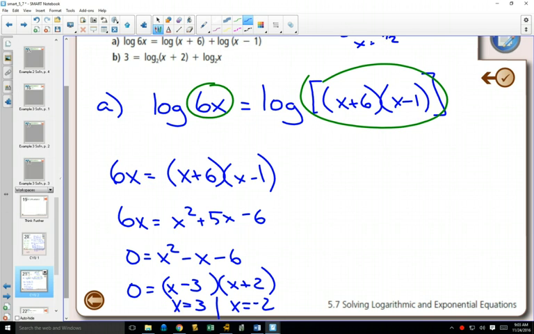Starting with 3. If you plug in 3, you see you'll get 18 there. That's good. You'll get 9 here. That's okay. You'll get 2 here. That's fine. So 3 is good. If we plug in -2, we get -12 here. We don't have to go any further. We know that this one is extraneous.